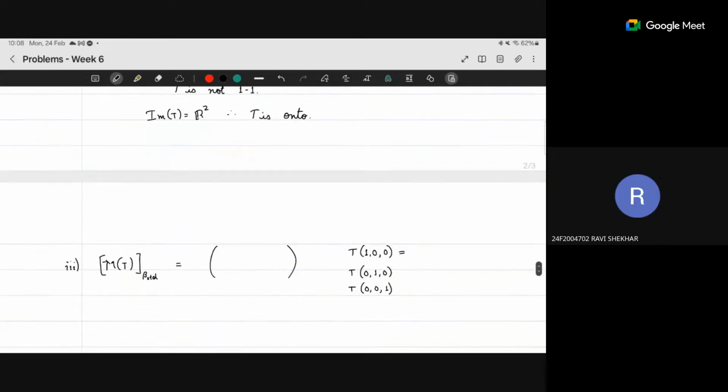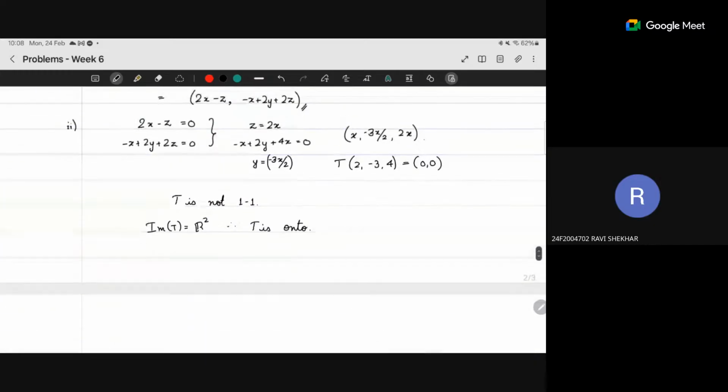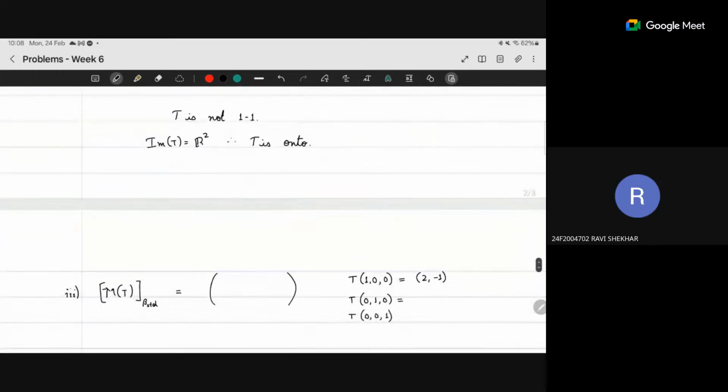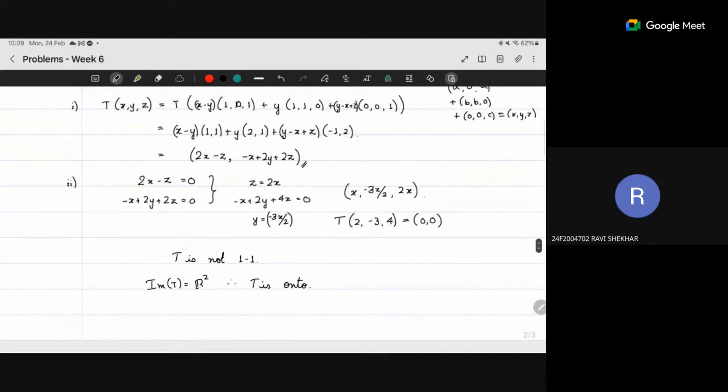2, minus 1. And T of 0, 1, 0 is 0, 2. And T of 0, 0, 1 is minus 1, 2.